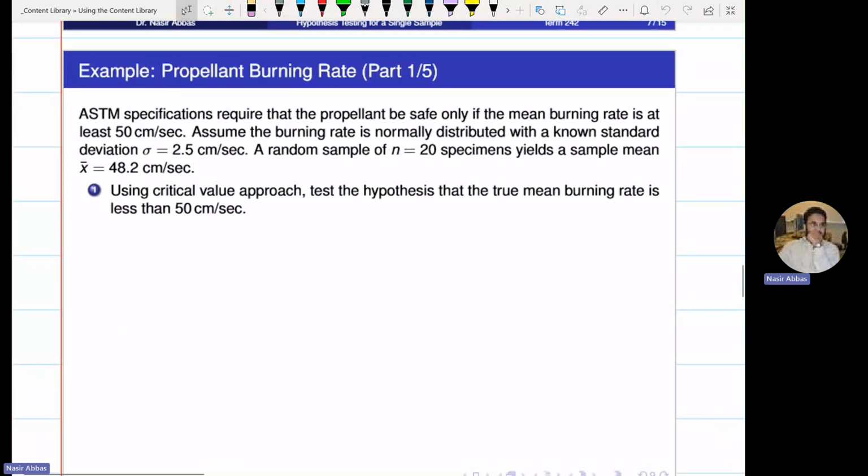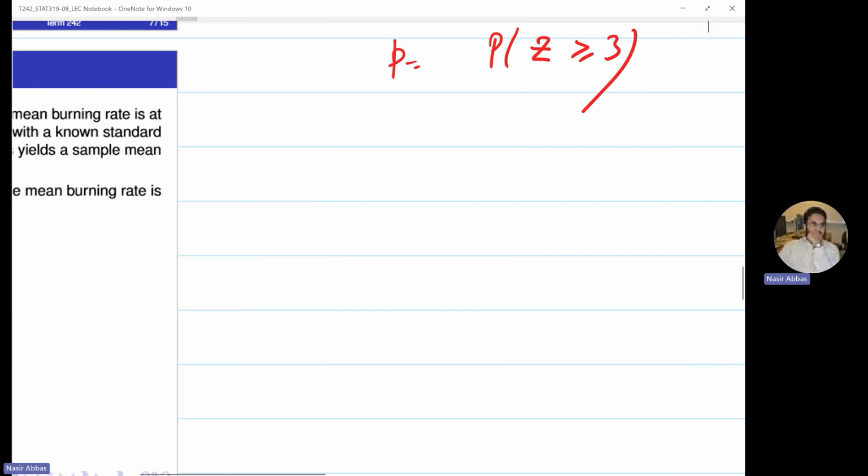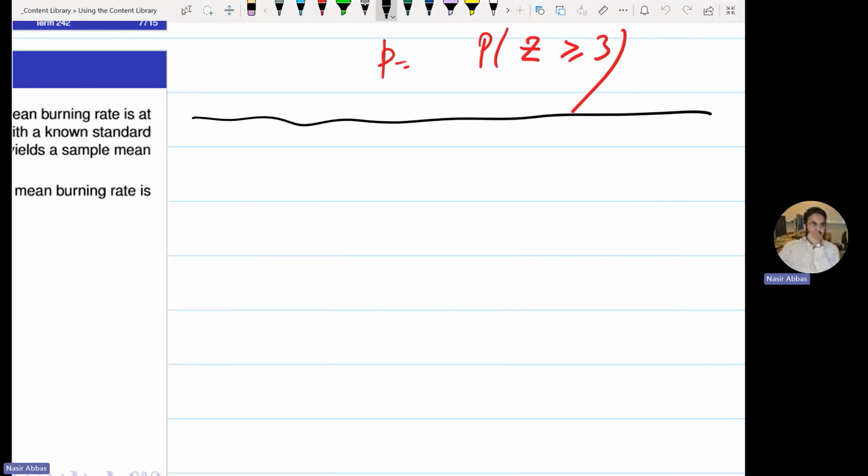This is an example from hypothesis testing. Before I move into the example, let me give you a brief review of what we did in chapter 9 so far, and then we will move on towards the example.